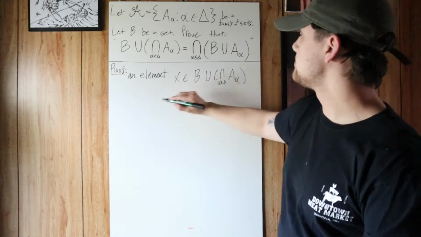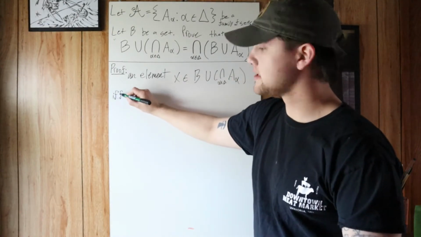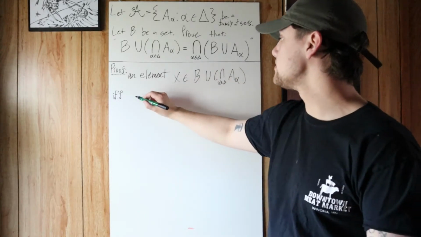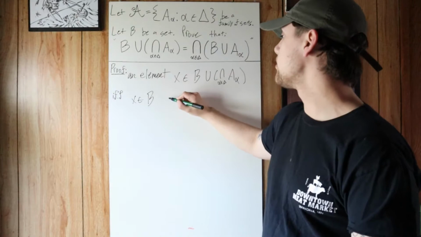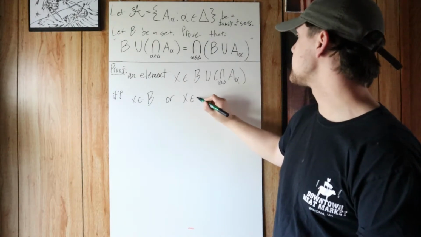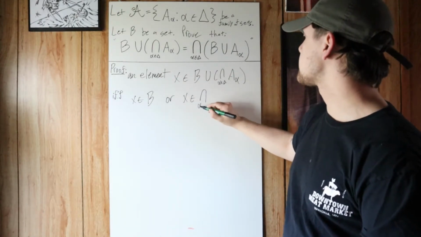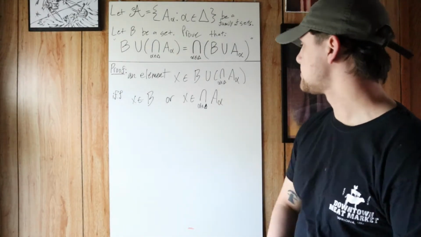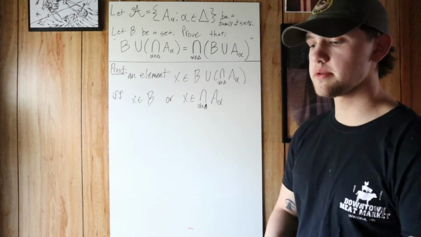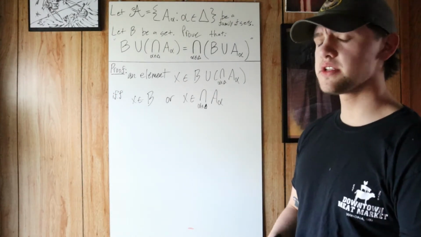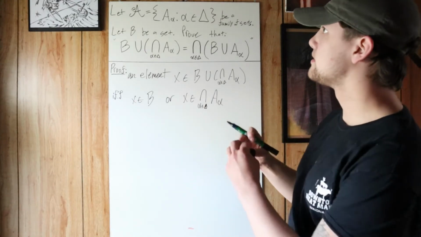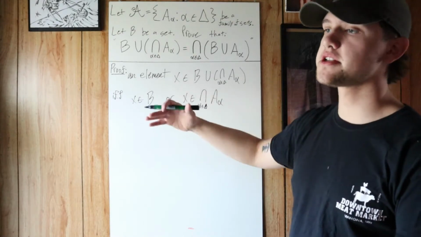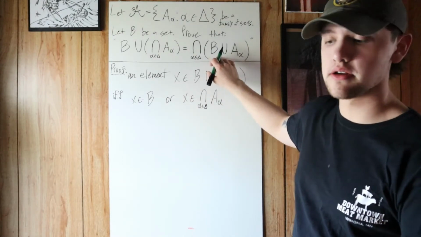So this is true if and only if X is within B by definition of union, or our element X is within the intersection of our indexed family of sets here. So basically we just have to break apart what these statements mean so that hopefully we can assemble to get to the right side of our equality here.